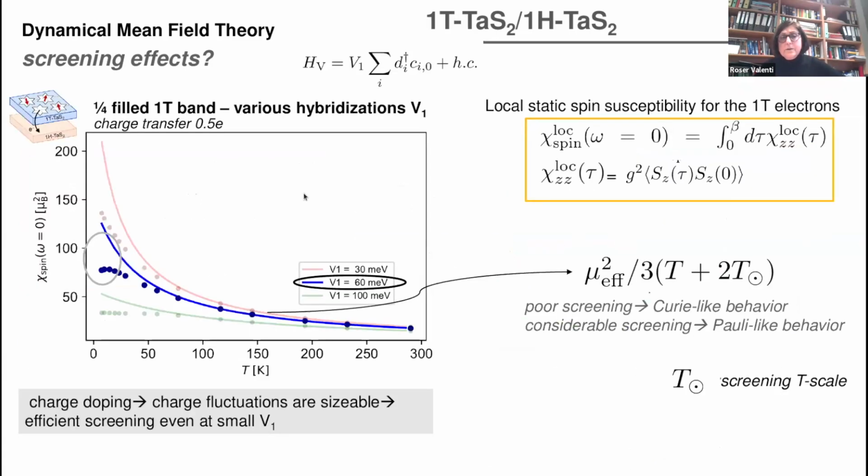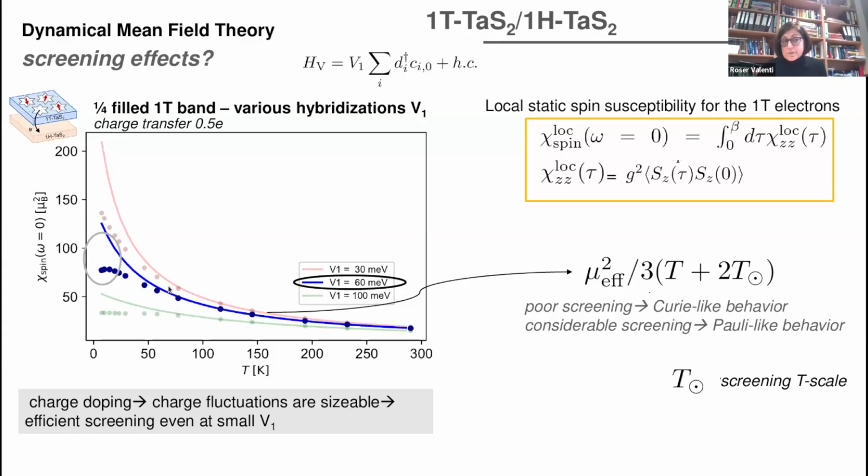On the other hand, now, if we introduce the realistic values so that we have charge transfer and a hybridization between these 1H and 1T electrons of about 60 milli-electron volts, and we look again at this local static spin susceptibility, what we observe is that at these realistic values, we do indeed have a deviation of the Curie behavior shown by the dotted line. So this is now in the blue case. And what we can extract is a screening scale when the screening effects start to be important.